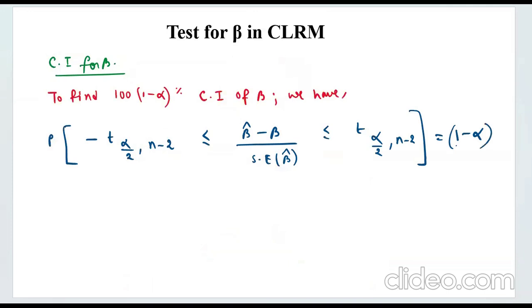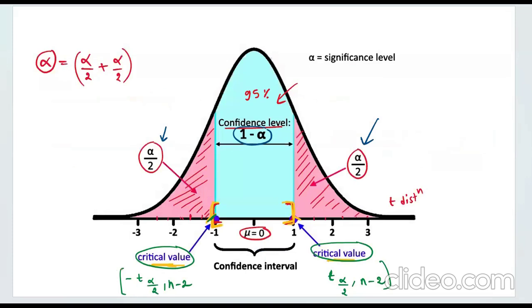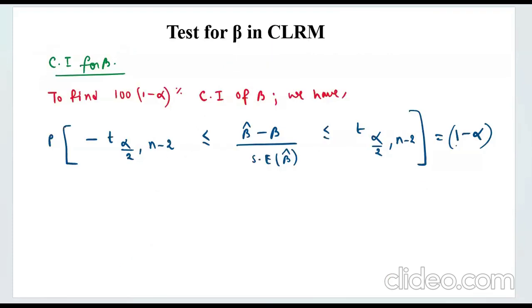See, the calculated value of your test statistic will lie in this region. The critical region is minus t alpha by 2, n minus 2 to t alpha by 2, n minus 2. So basically, the probability that your test statistic value falls in this interval is 1 minus alpha, right? This is what I have written mathematically.